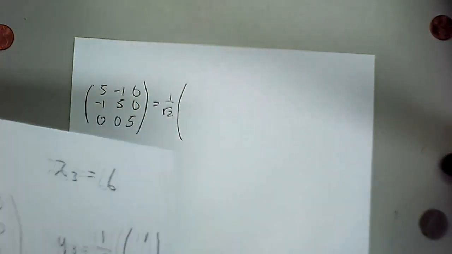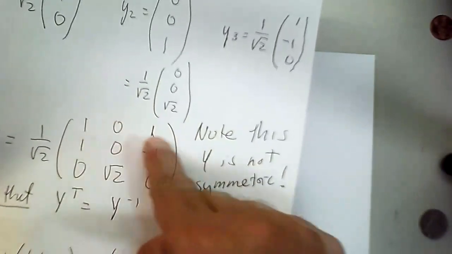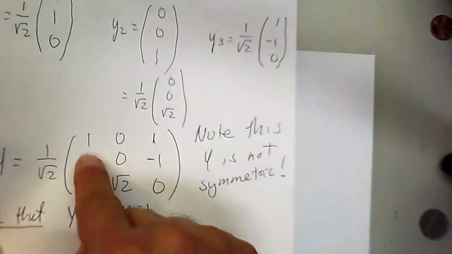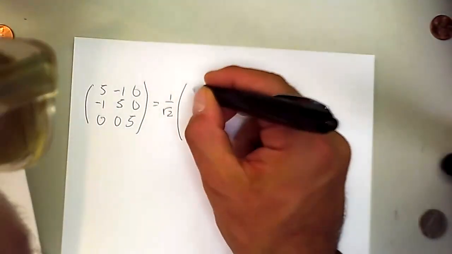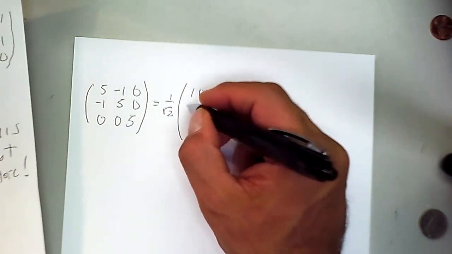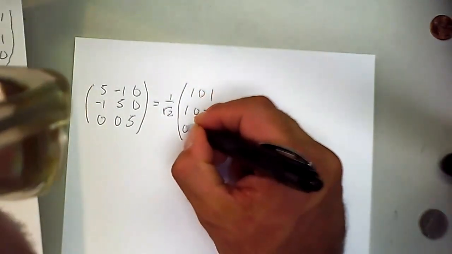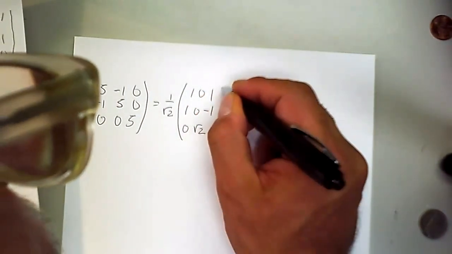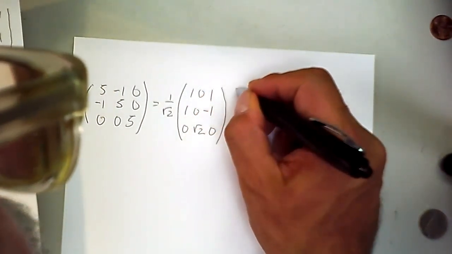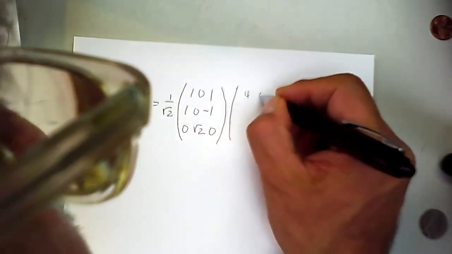And the Y that we found is, I'm going to write the rows, 1, 0, 1, 1, 0, 1. I'm trying to squeeze it in here. So 1, 0, -1, 0, square root of 2, 0, okay. And then we have our diagonal matrix, which is 4, 0, 0, 0, 5, 0, 0, 0, 6.